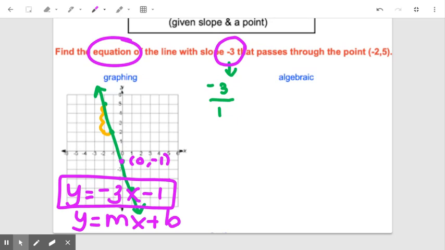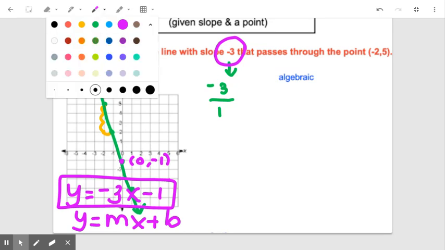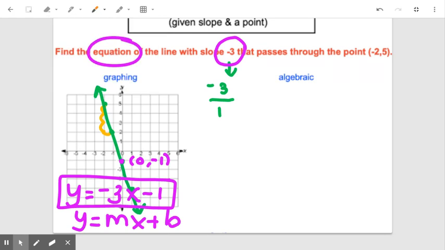But like I said earlier, sometimes you don't have a graph. Sometimes you have numbers that are ugly. Sometimes you have a graph that's not big enough. Sometimes your line is going to cross the y-axis at some point that's not an integer. So we have to have another method to use. So what we're going to do next is do this algebraically.